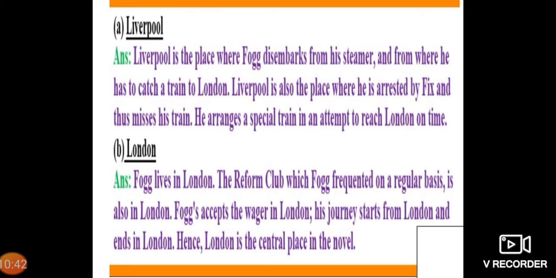Then next is London. Fogg lives in London. The Reform Club, which Fogg frequented on a regular basis, is also in London. Fogg accepts the wager in London. His journey starts from London and ends in London. Hence, London is the central place in the novel.